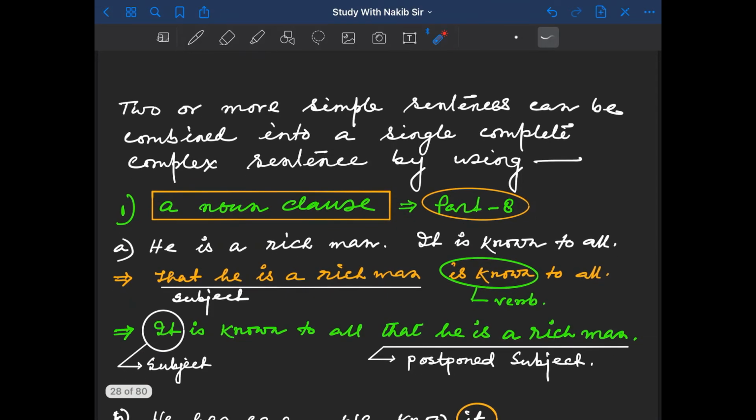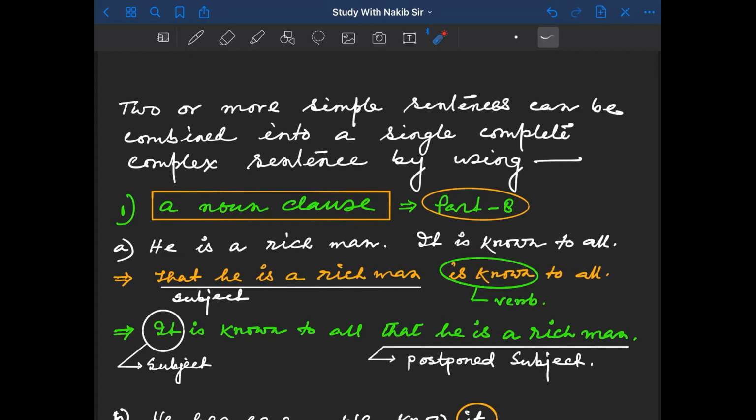You know a noun clause. A noun clause is a clause that works like a noun in a sentence. What are the works of a noun? A noun works in a sentence like a subject, like an object, or like a complement. Okay, now see the example. Then you can understand how a noun clause is used in combining two sentences.